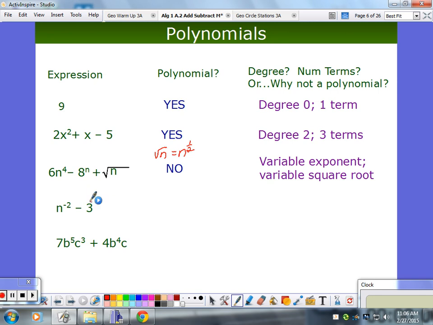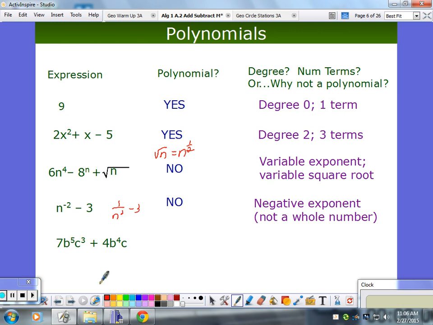Okay? This guy, polynomial? Yes. No. Why not? This has to be a whole number, which means positive. So no. Remember what that is? That's 1 over n squared minus 3. Can't have them in the denominator. Nope.